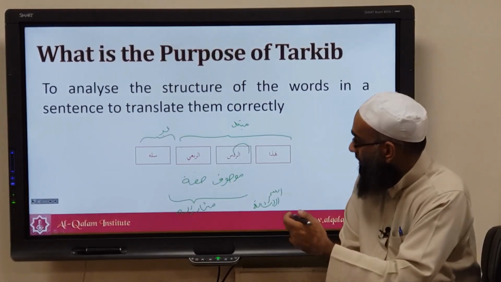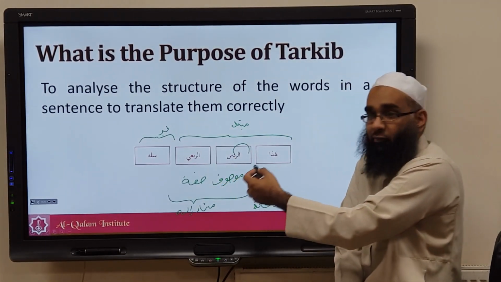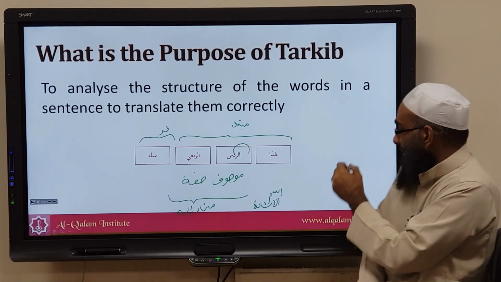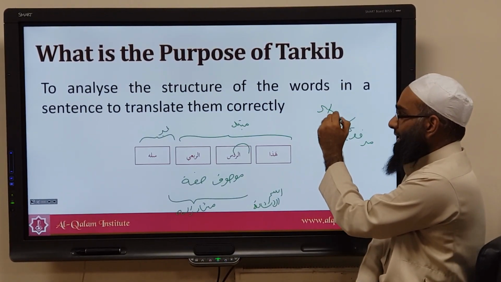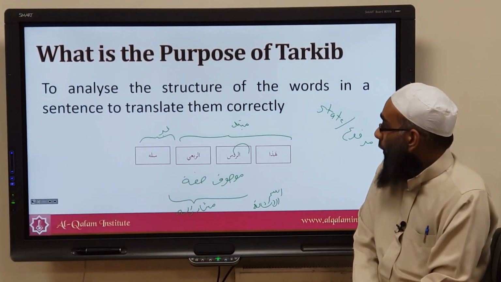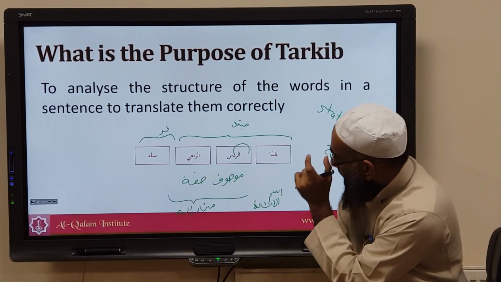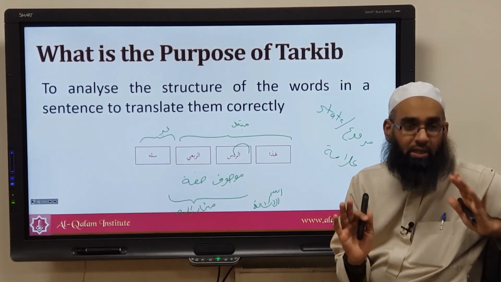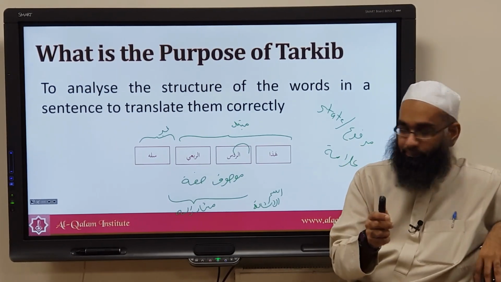We never really looked at whether it is mabni or mu'rab. What's the alama of the irab? Marfu? What's the alama of the mansub? Is it mansub? We never looked at marfu or the state. We didn't look at the state, did we? We didn't look at the alama. All we looked at was, how do we break this down in order to translate correctly? That's the purpose of Tarkib. To analyze the sentence in order to get the right translation.